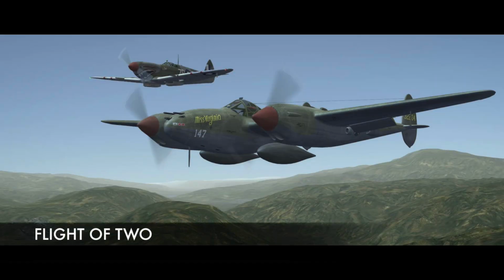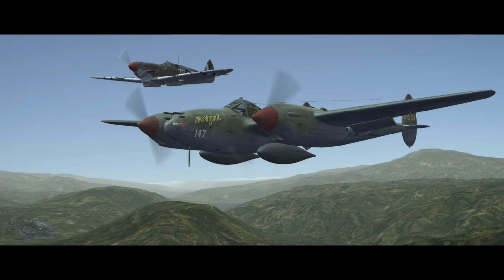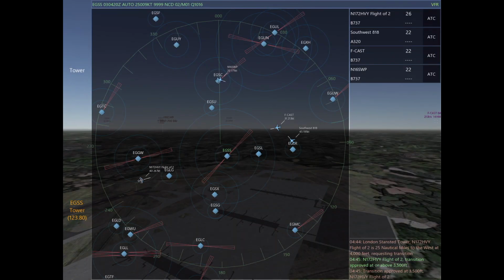Next, let's jump into flight of 2. Flight of 2 is an aircraft that are flying in formation, and the important thing to remember is that whether it's a flight of 2, 4, or even 6, it counts as one single aircraft when giving instructions, and you should only be talking to the flight lead, which we'll look at a little bit more as the tutorial goes on.